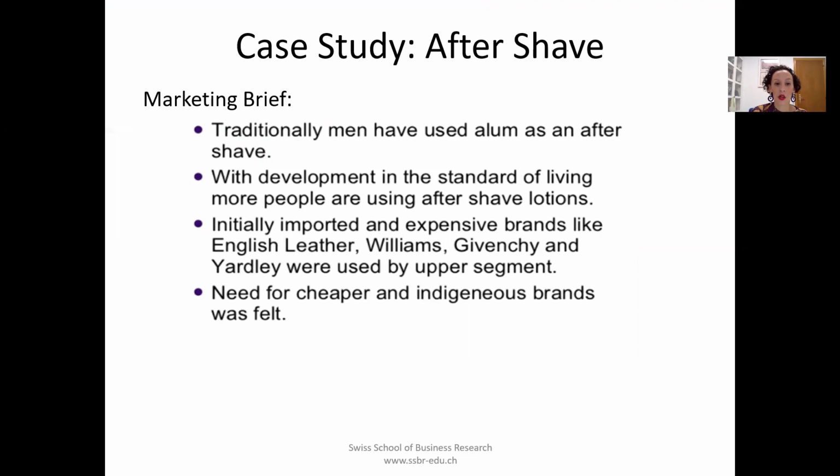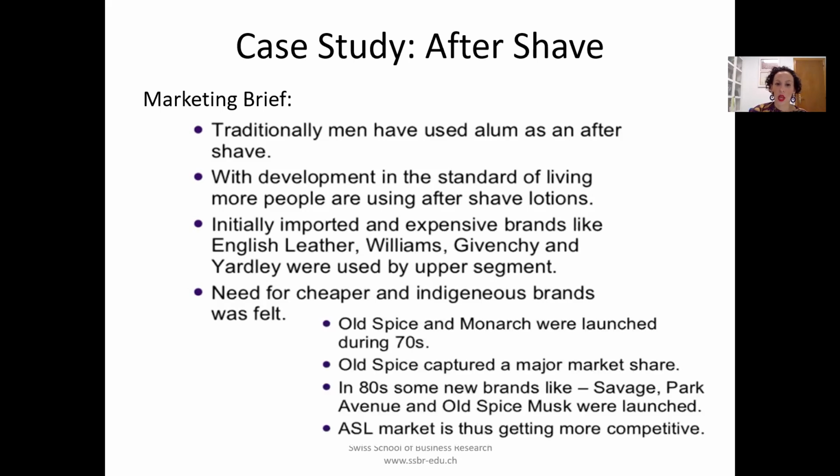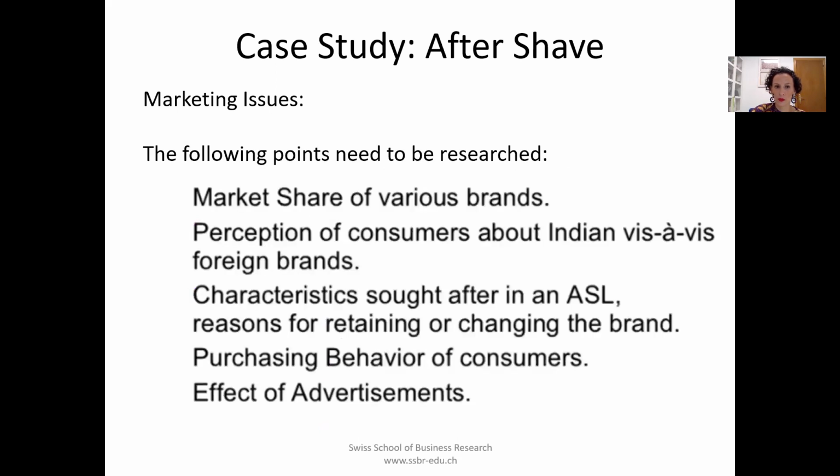We know that aftershave is not a basic necessity. And there are expensive and imported brands such as English Leather, Williams, Givenchy, and there is a need for cheaper ones. Let's think of Old Spice and Monarch, which were launched during the 70s. At that time, Old Spice captured a major market share. And in the 80s, new brands were launched, such as Savage, Park Avenue, etc. And so the aftershave lotion market is getting more competitive.